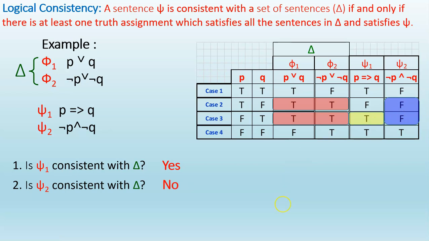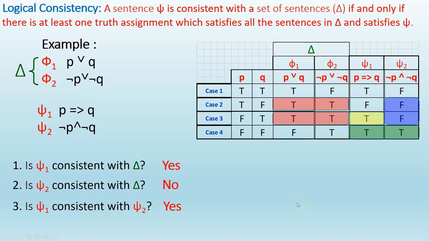We could ask a further question, though. Well, we could ask a lot of questions, but here's a further question I want to ask right now. Is psi 1 consistent with psi 2? That's interesting. Remember that what it requires is that there is at least one case where both of those sentences are satisfied. And there's a case right there, case 4. Now, there's no other case, but it doesn't require more than one. And so that is yes, psi 1 is consistent with psi 2.